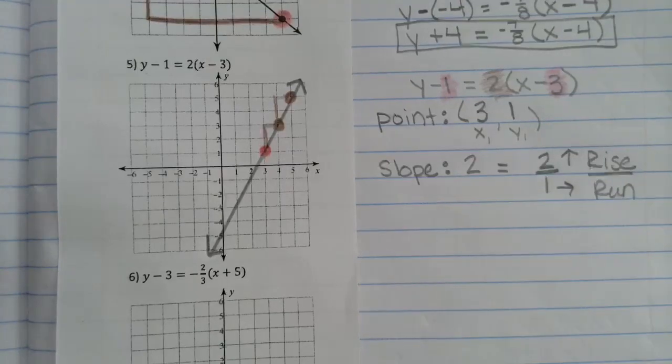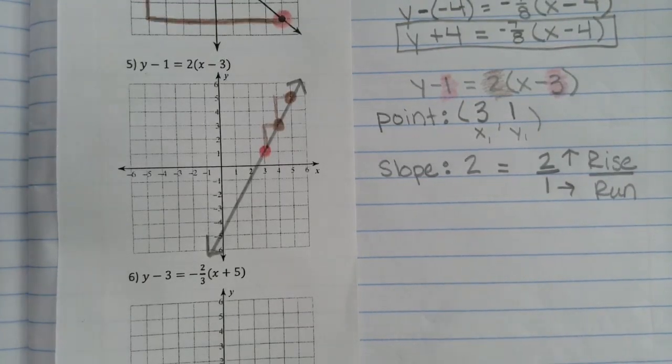Alright, same thing with number 6. If you want to try number 6, try to identify what your slope is, what your point is, then graph it, go for it. If you're feeling like this was easy peasy, or if you're feeling like what the heck is happening in my life, just do it with us, it's okay.